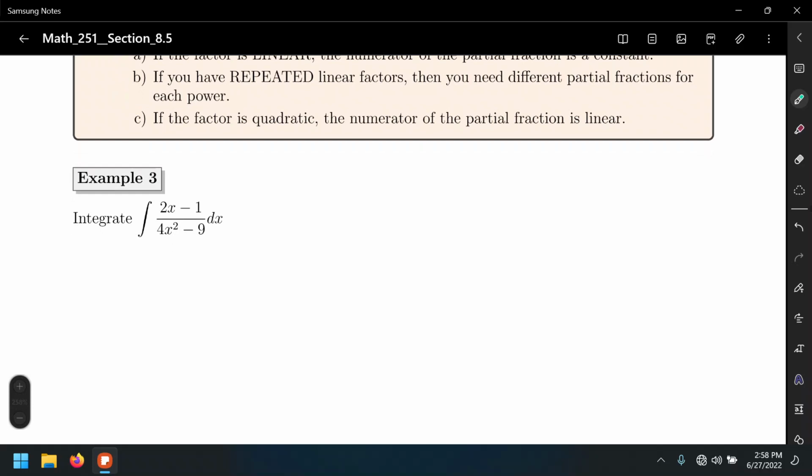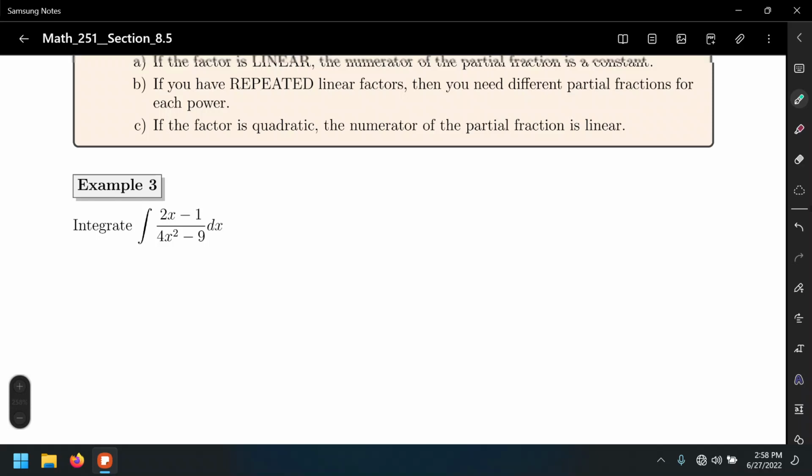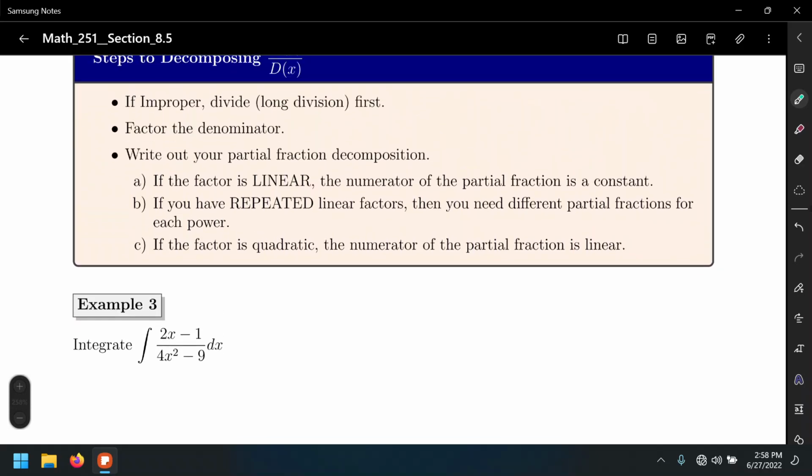Okay, so what do we have? We have another example right here. Let's integrate 2x minus 1 over 4x squared minus 9. Number 1, is this an improper fraction? That is, is the degree of the numerator equal to or larger than that in the denominator? No. So now we can go to the next step, factor the denominator.